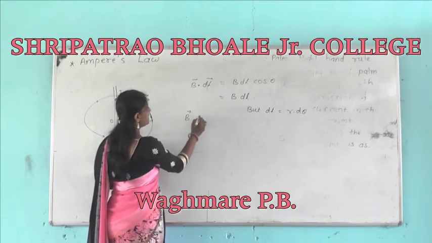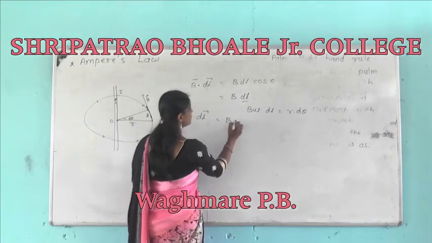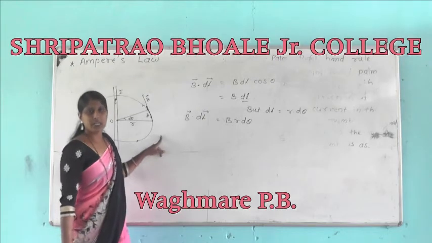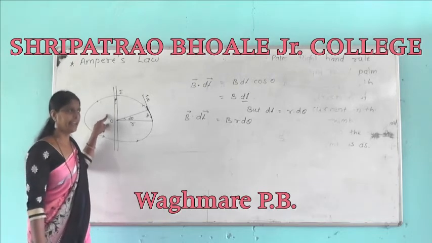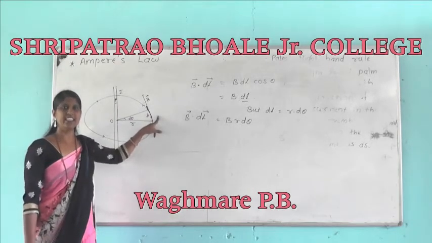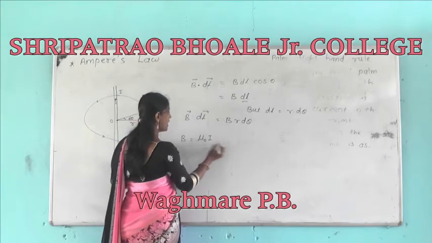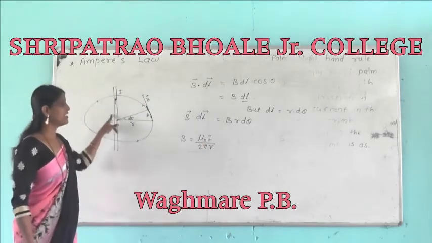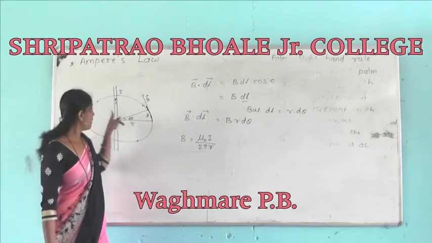Therefore, we can write B into dl is equal to B, putting the value of dl, B into r into d theta. Now, by using Ampere's law, a current is passing through the straight conductor and the magnetic field near this conductor is given by the equation B is equal to mu naught I upon 2 pi r, where I is the current passing through this conductor and r is the distance from the conductor where we have to find the magnetic field.